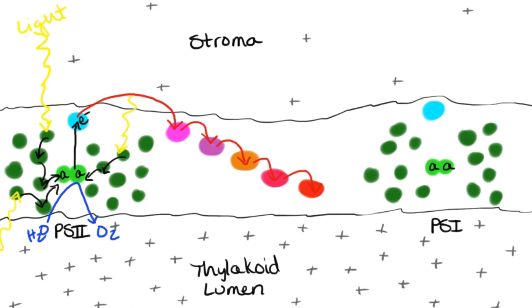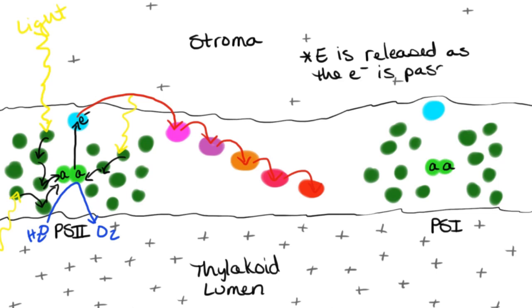So I just want to write up here first so that we can remember it, and so that it is emphasized: energy is released as the electron is passed down the electron transport chain. So that is the ETC. I'm going to write it right here. That's my electron transport chain.